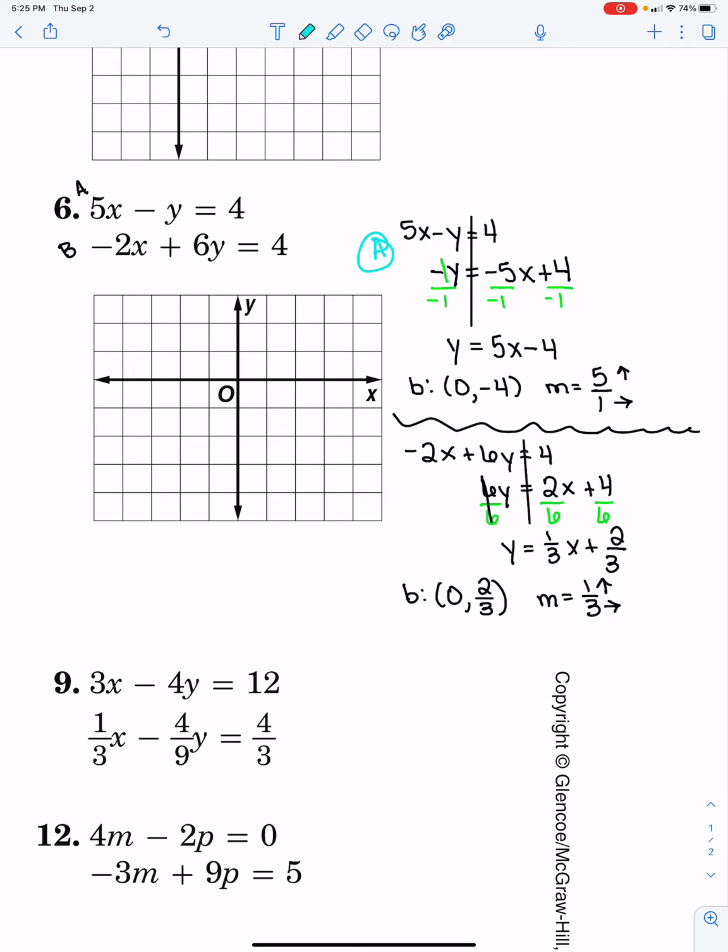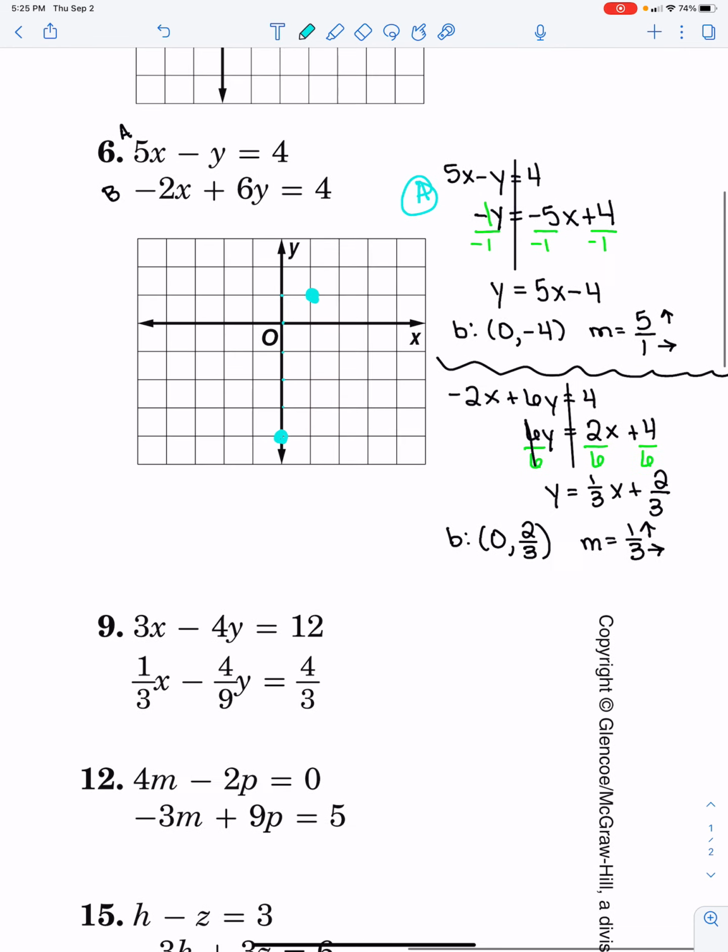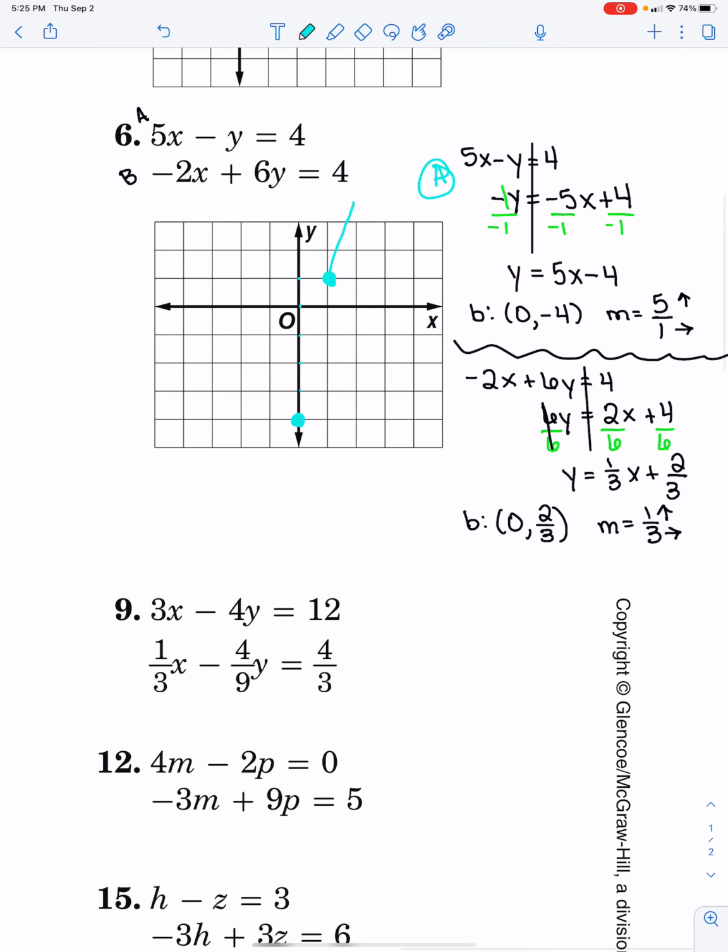So it starts at 0, negative 4. And it goes up 5, right 1. 1, 2, 3, 4, 5. Right 1. Okay. I won't be able to do that again, but we have at least 2 points so that we can draw the line right through that. Okay. If I could get my line straight, that would even be better.